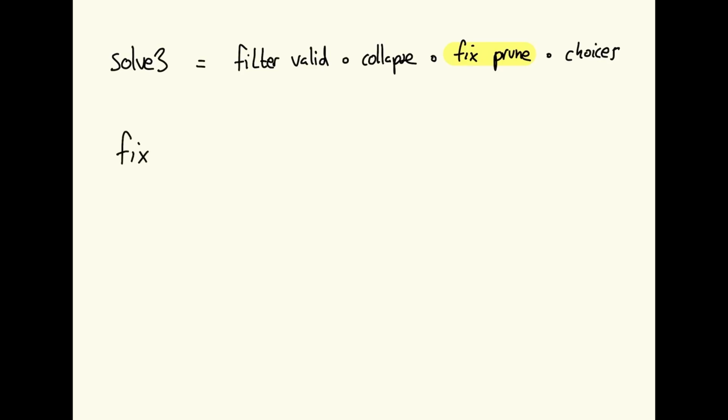So fix is going to take something which supports equality, because we need to check if two things are equal. We need to check if the output, once we apply pruning, is the same as the input. So we need an equality constraint on here. Then we're going to take the function we're going to take the fixed point of. So that's the thing we want to iterate until we don't get a change. Then we take an input and it's going to give us an output.